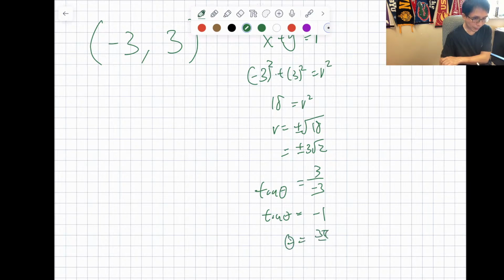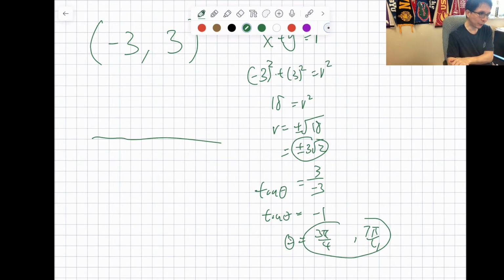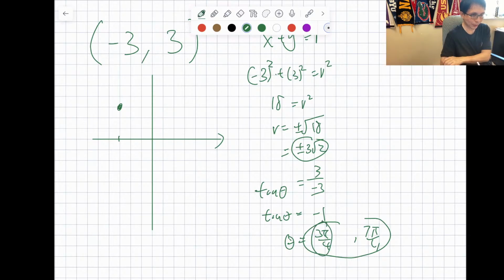3 pi over 4 and 7 pi over 4. Now, I can have 2 choices of this, but only one right combination, right? If you want the right combination, you can actually just draw it out. Negative 3 and 3 is right here. It's in the second quadrant. So I'm going to choose the positive angle, 3 pi over 4. Is that okay? So that's going to be 3 pi over 4, and for r, I'm going to choose 3 root 2. That's positive as well.